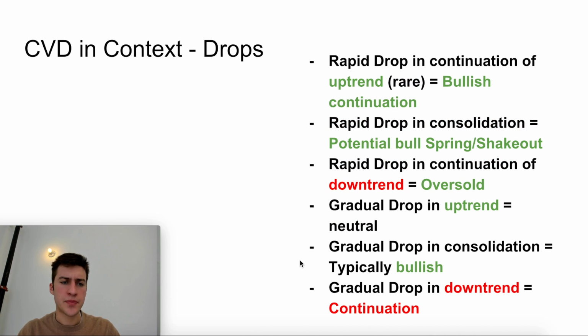So how about drops within CVD? How about a rapid drop in CVD in the continuation of an uptrend? So price is moving up, and then we see a massive spike downward in CVD, but price continues to move up.